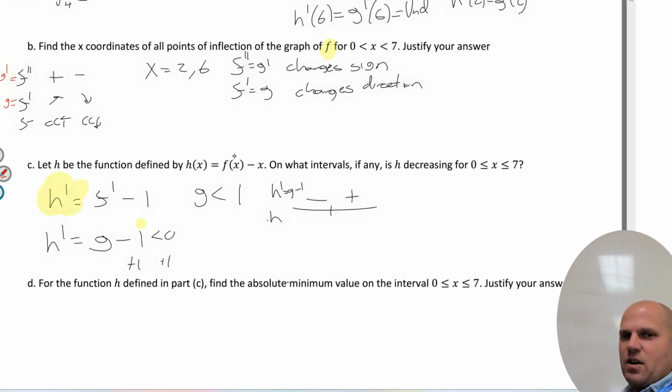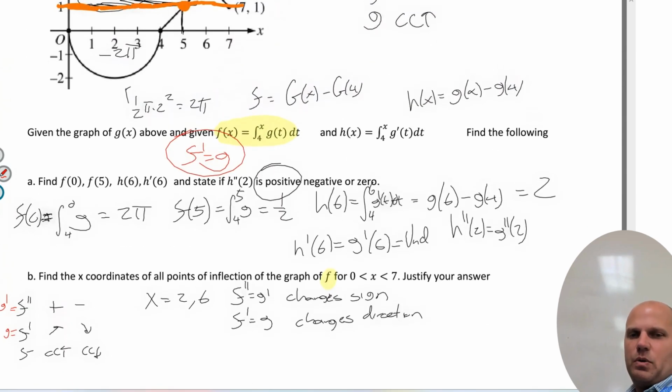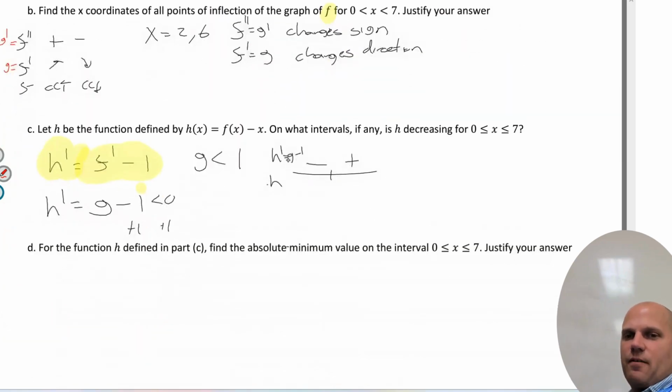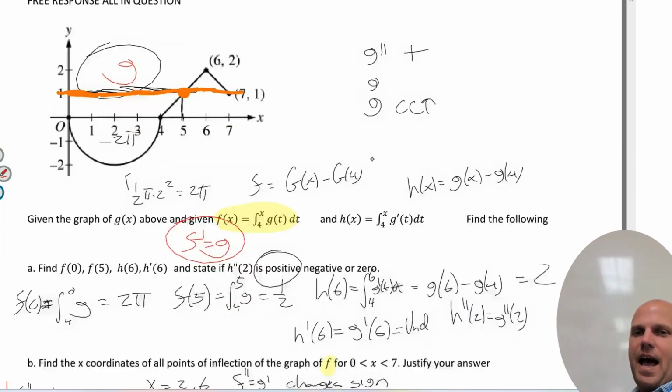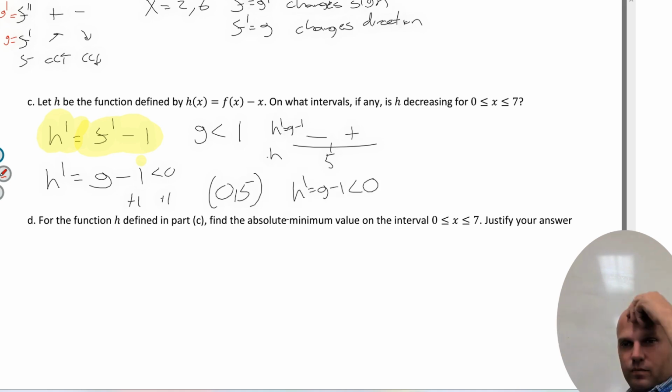You should start with that. And you're like, well, what's that equal to? Well, it's f prime minus 1. And then I'm like, well, I don't know what f prime is. And then I look up here and I'm like, oh yeah, f is equal to the accumulation of g. f prime equals g. So it's g minus 1, which means I need to figure out when g equals 1. And boom, I got that. And I see my new axis and I get my answer. This is like the perfect free response question, to be honest. So 0 to 5, because h prime, which equals g minus 1, is negative.